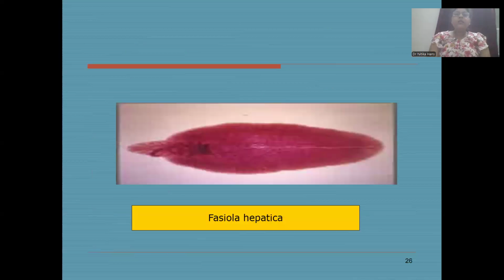That's all with the introduction part of the various diseases caused by various roundworms, tapeworms, flukes, liver flukes, lung flukes, blood flukes, and tapeworms, and nematodes, and cestodes, and trematodes.